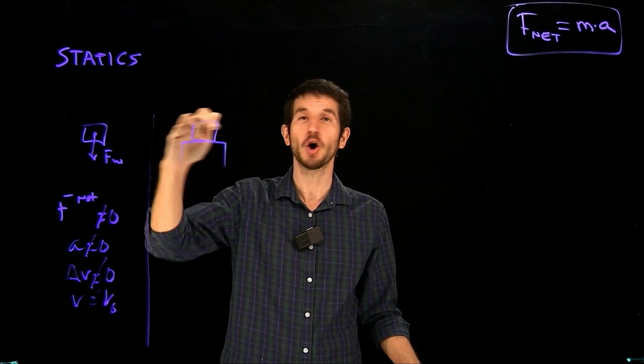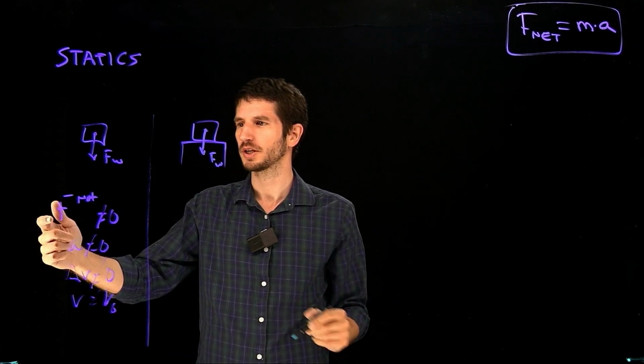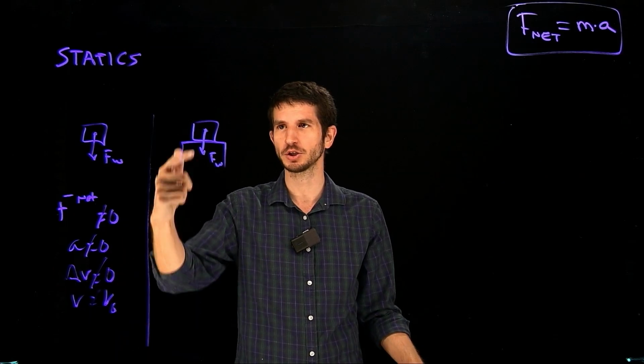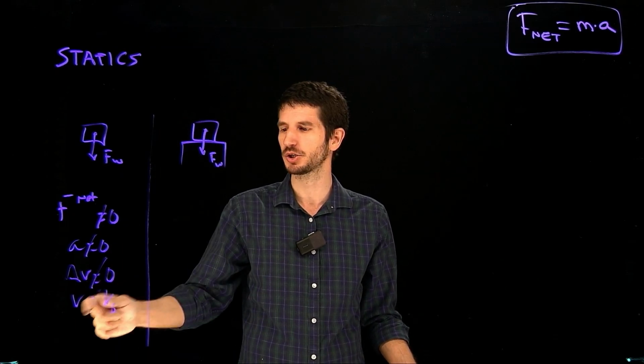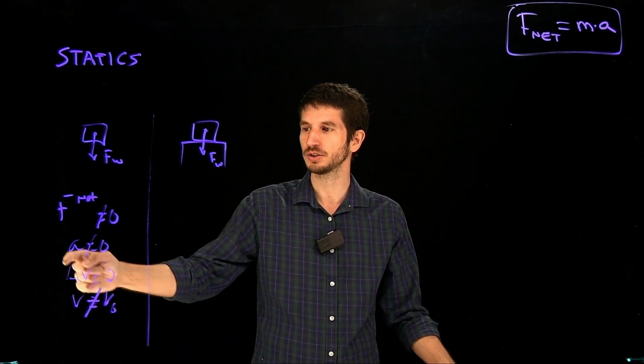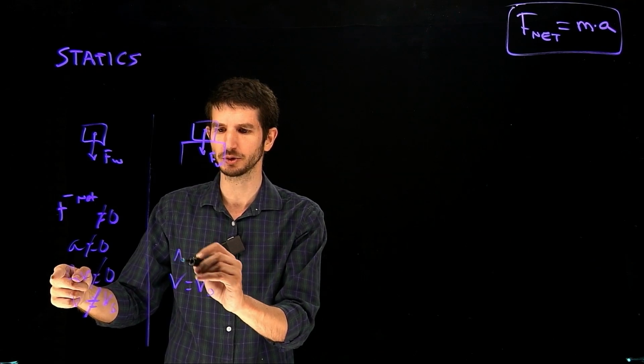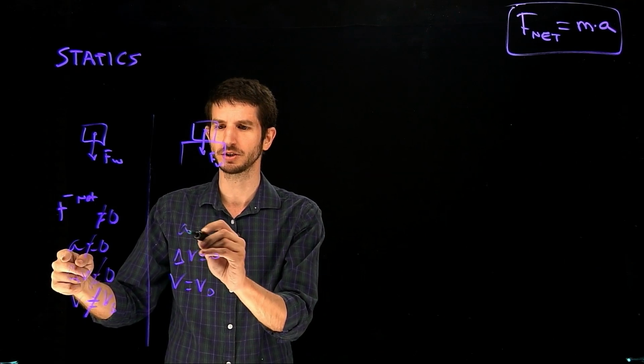We have an object on the table, and at the very least it has a weight force. Why is it not moving? Well, it's not changing its velocity, it's stationary there. So the final velocity is equal to the initial. There's no change in velocity, that means there's no acceleration.